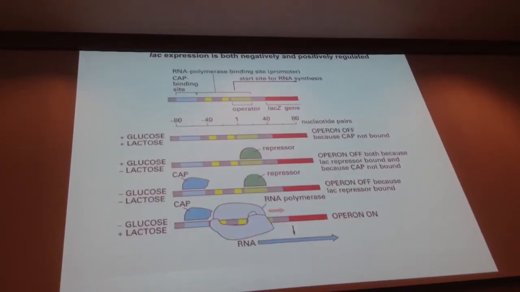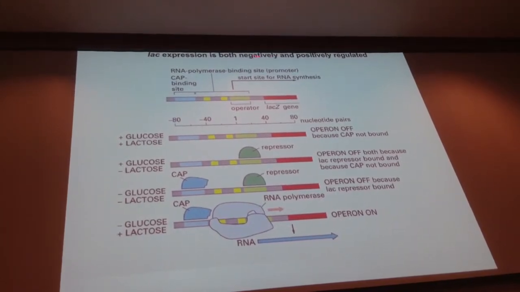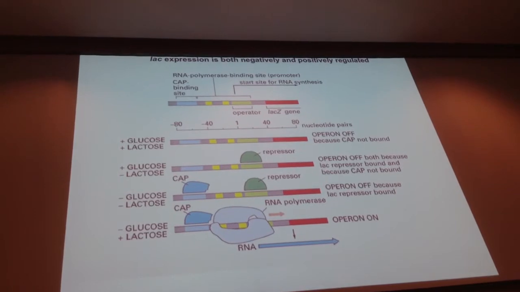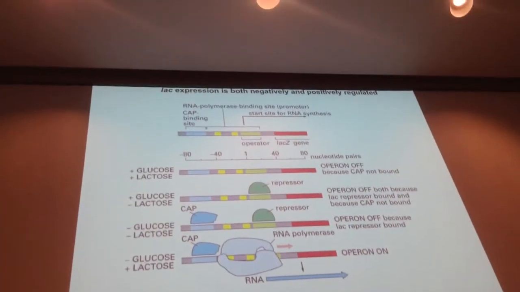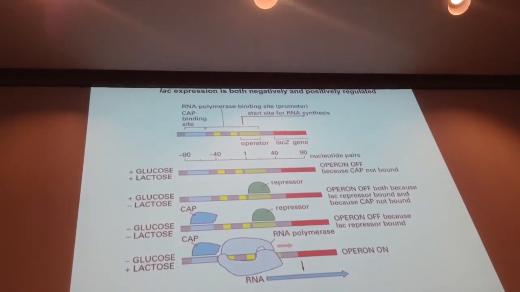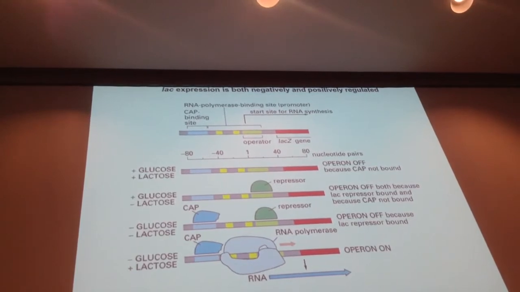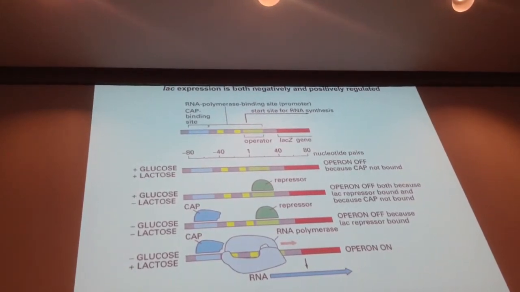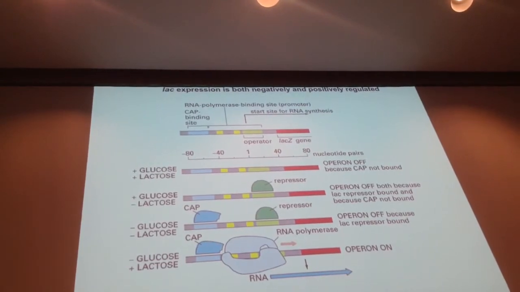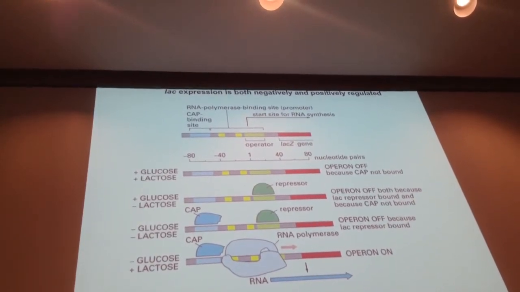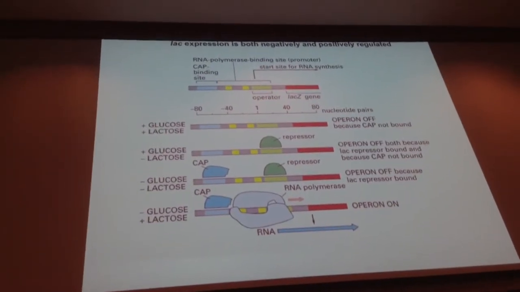Now this particular operon is also controlled positively, so it has both negative and positive regulation. Positive regulation is carried out by a protein called the CAP protein. CAP stands for lots of things. It's called cyclic AMP dependent activating protein, that's why it's CAP. It's also called catabolic activating protein. Sometimes it's called CRP, catabolic repressor protein, different things like that.